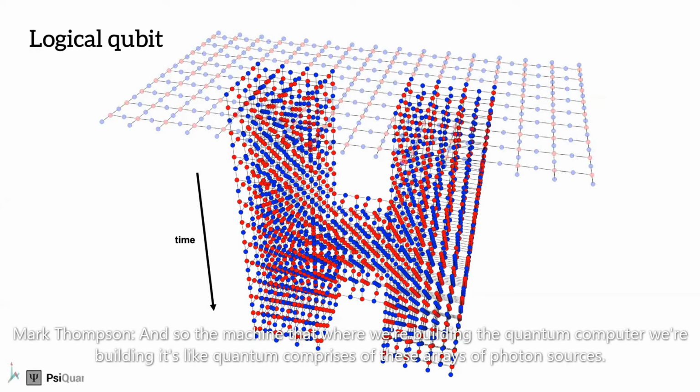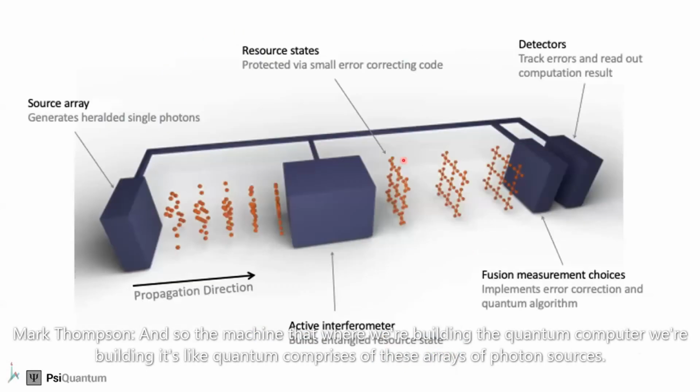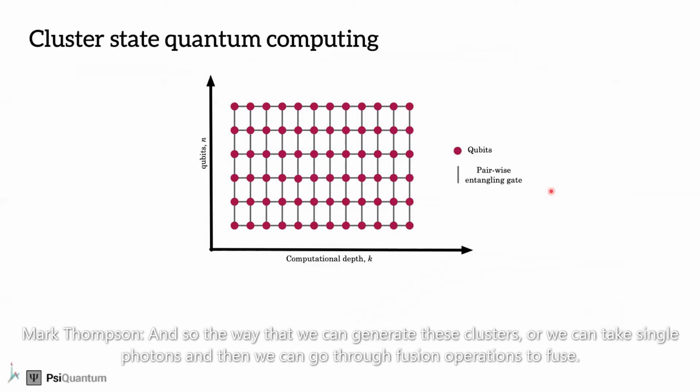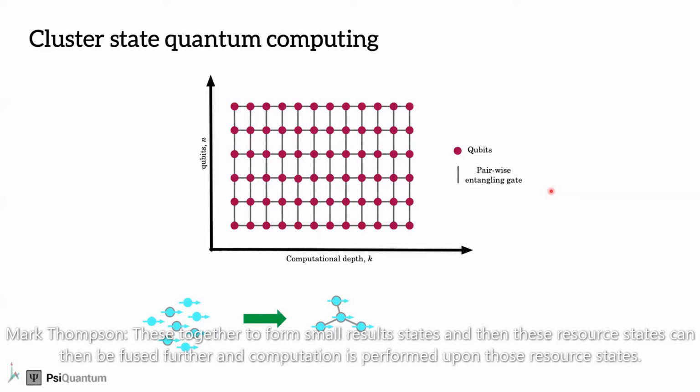And so the machine that we're building, the quantum computer we're building at PsiQuantum, comprises these arrays of photon sources, these active interferometers that entangle these photons into these nets of, let's say, clusters. And then these cluster states are then detected and measured at the output. And so the way that we can generate these clusters is we can take single photons, and then we can go through fusion operations to fuse these together to form small resource states. And then these resource states can then be fused further and computations performed upon those resource states.